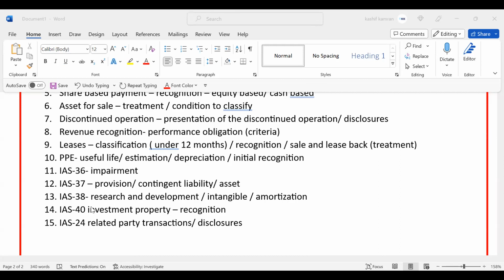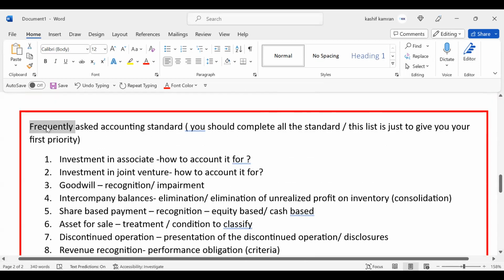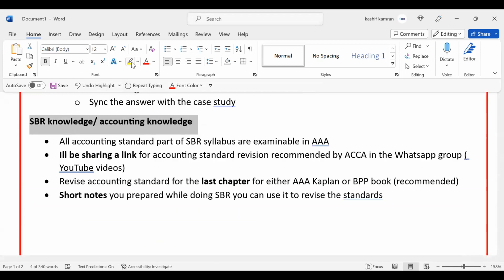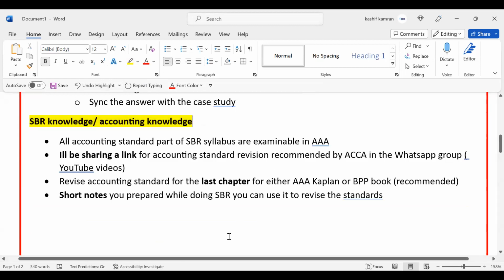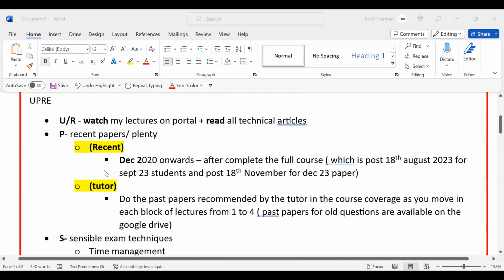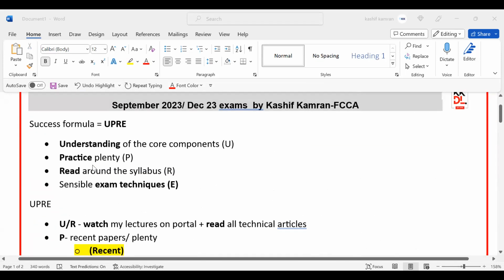You should not be revising. Whatever you're practicing in the SPR classes is sufficient. Is that clear to all of you? The frequently asked ones. Is everyone clear how to go about the revision of the accounting knowledge? I'll be sharing a link recommended by ACCA with you in the WhatsApp group in the next 24 hours. And are you clear with the success formula given by your examiner, UPRE?